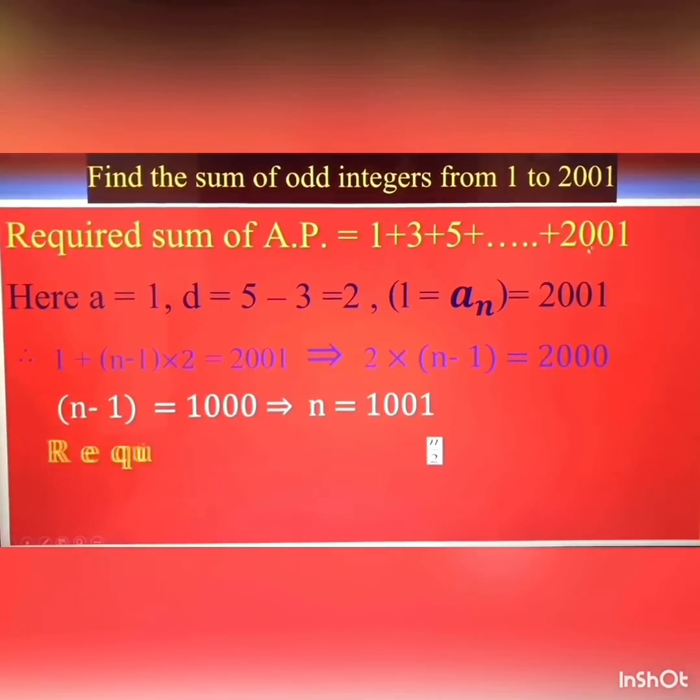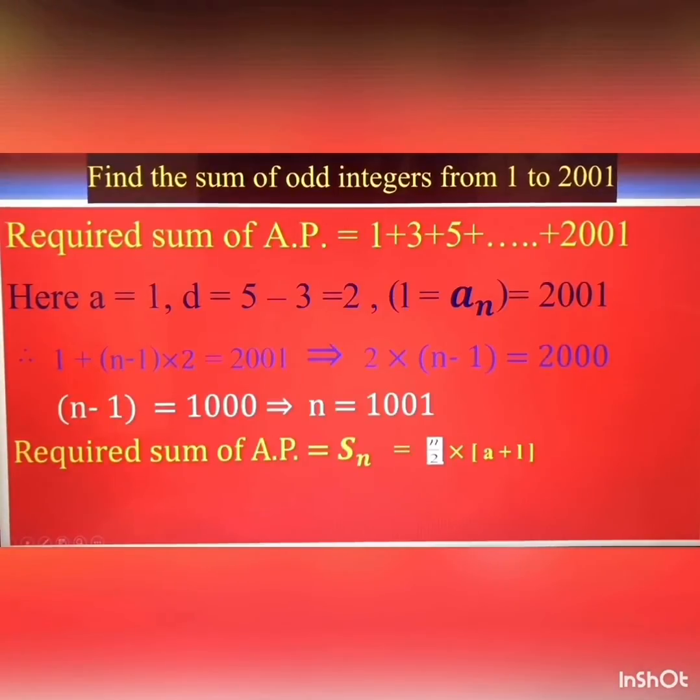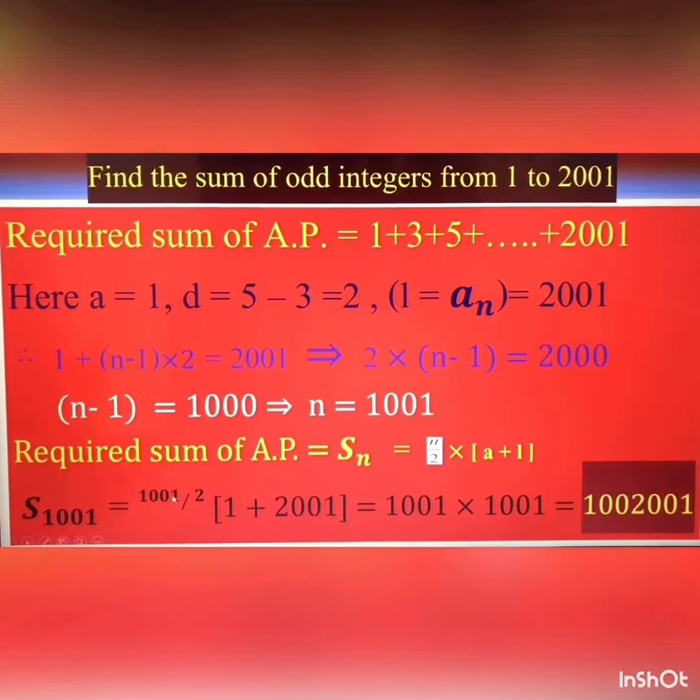Now since the last term is given, we will use the simple formula, that is Sn equal to N by 2 into (A plus L), because the last term is 2001 and A is 1, and N we have already found, 1001. So the sum of 1001 terms is 1001 by 2, because this is N, and A is 1 plus the last term 2001. 2001 plus 1, that is 2002, and half of 2002 is 1001. So we get 1001 into 1001, which is 1002001. So this is the answer, and this is the application of the sum of n terms of the AP.